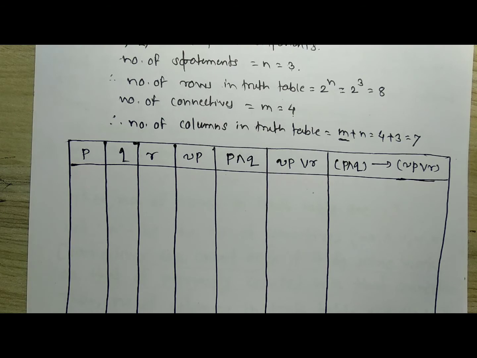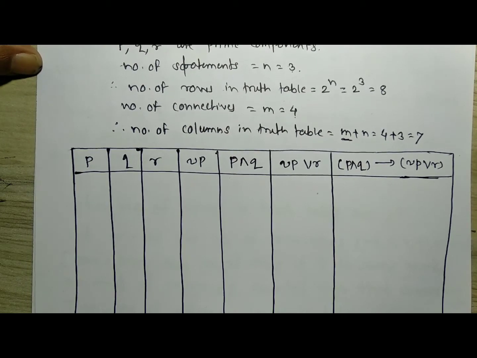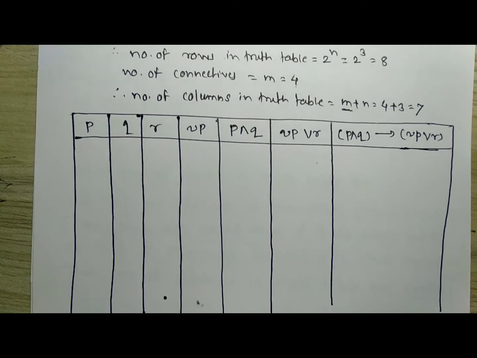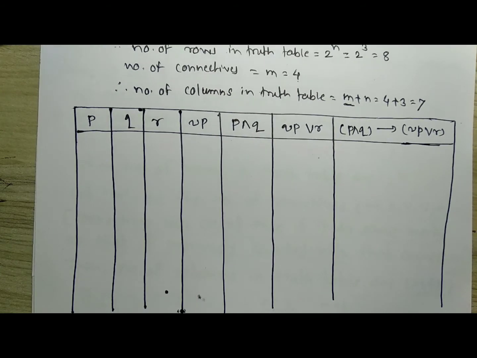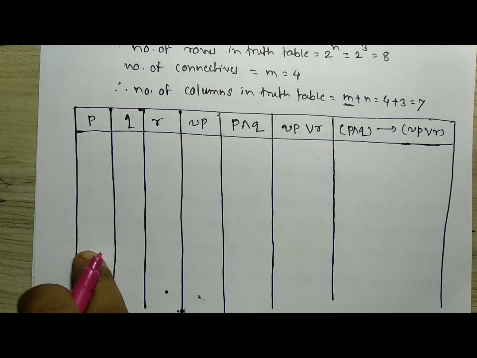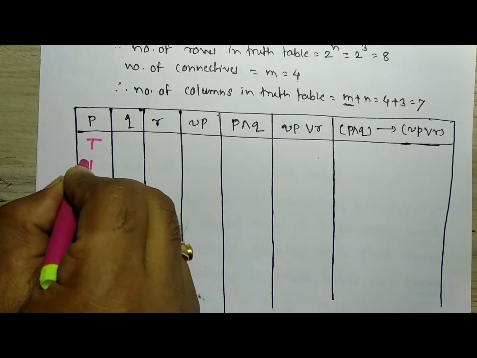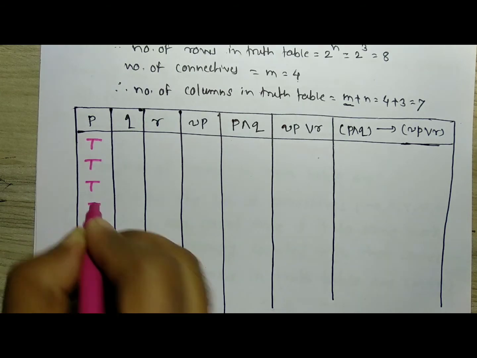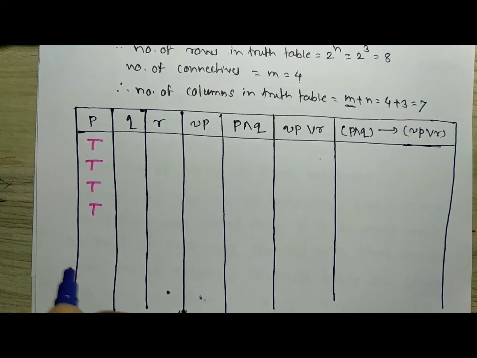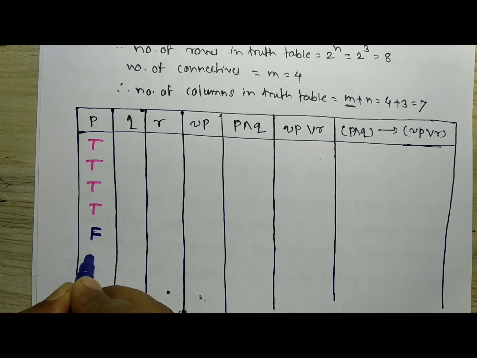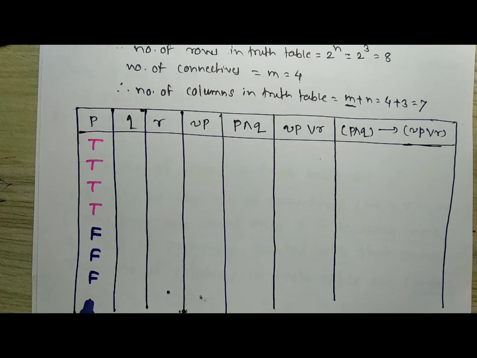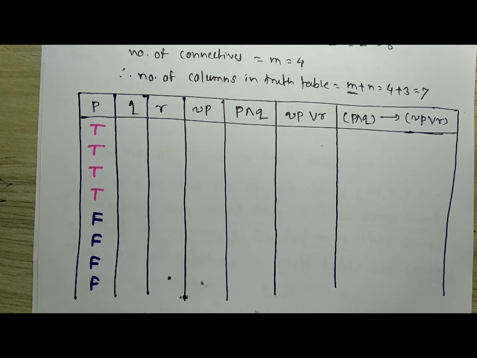Here the first statement is P, and you take 8 rows. Since there are 8 rows, the first prime component has 4 true and 4 false. Therefore you take true, true, true, true, and the remaining 4 are taken as false, false, false, false. Those are the 8 rows related to your first prime component.